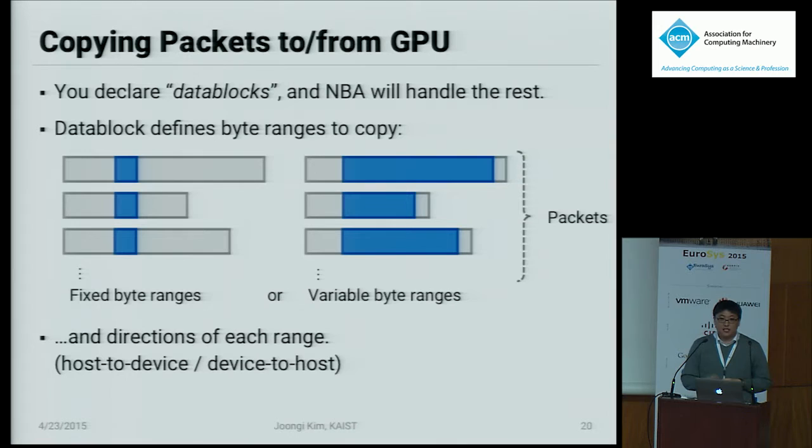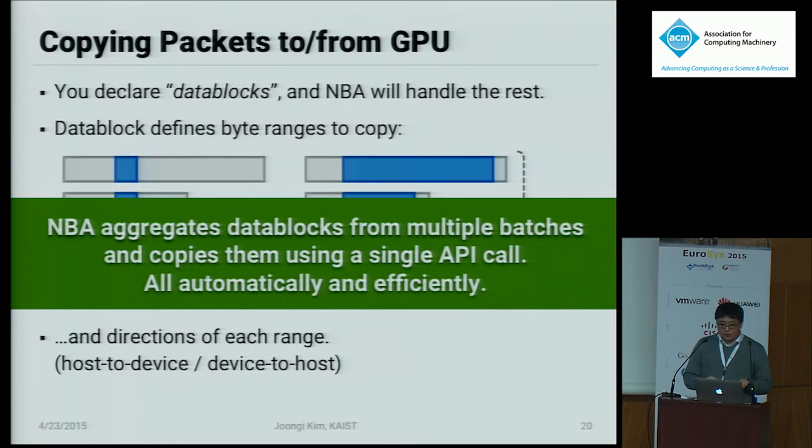So data blocks specify which portion of packets will be copied to or from the GPU. It has four combinations of types: fixed length or variable length, and host to device or device to host copy directions. NBA implements the underlying copying steps very efficiently, so it aggregates multiple data blocks from multiple batches to maximize the parallelism in GPUs, and merges the same data blocks from multiple batches into a single continuous buffer to reduce API calling overhead.